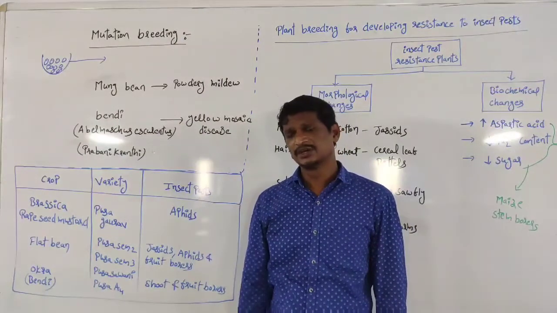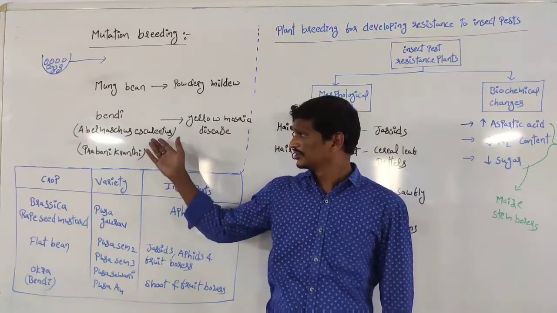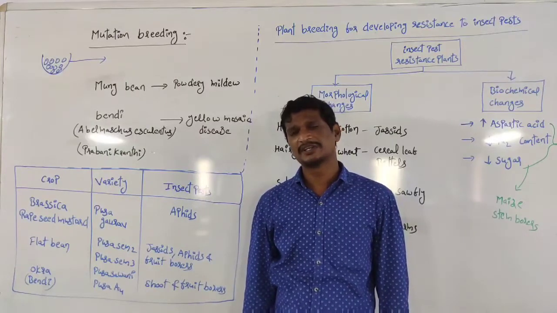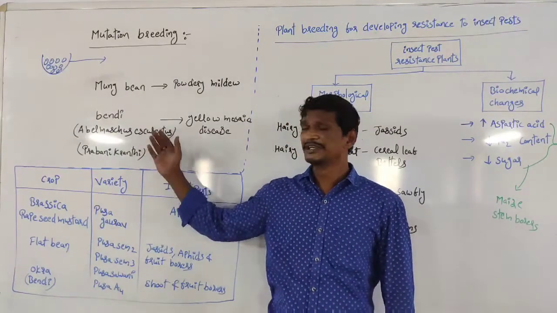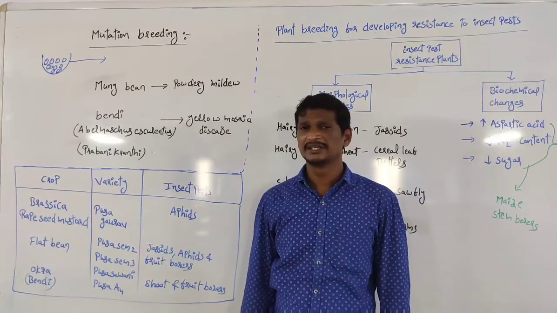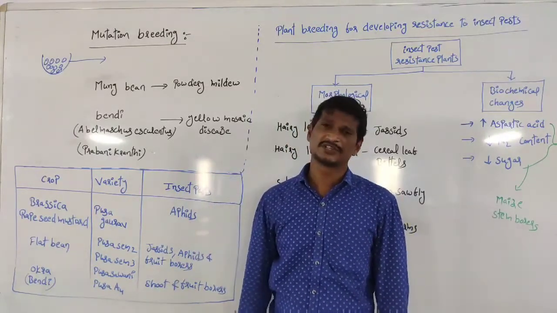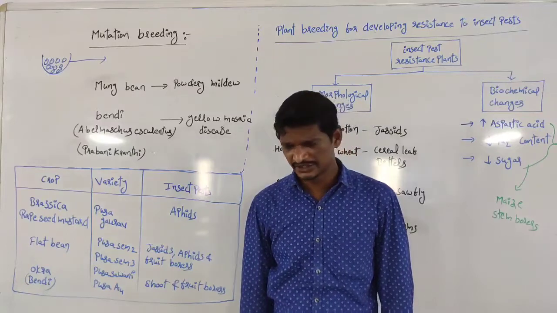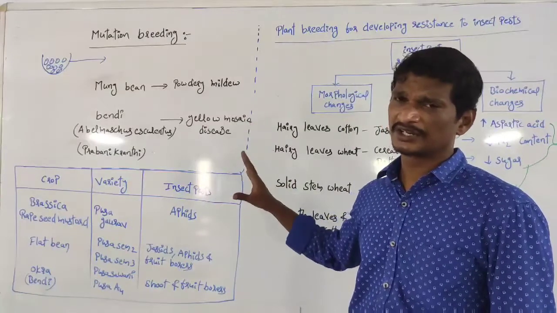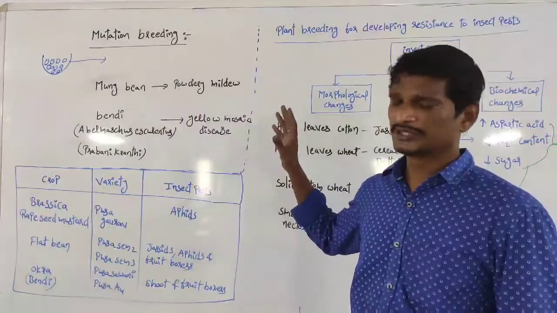And next one, bendi. We know Abelmoschus esculentus, ladyfinger, right? And the mutation breeding variety is called Parbhani Kranti. Parbhani Kranti is a bendi variety, one of the plants produced by mutational breeding. It has resistance to yellow mosaic disease. So these are examples of plants produced by mutational breeding which have resistance to some diseases.